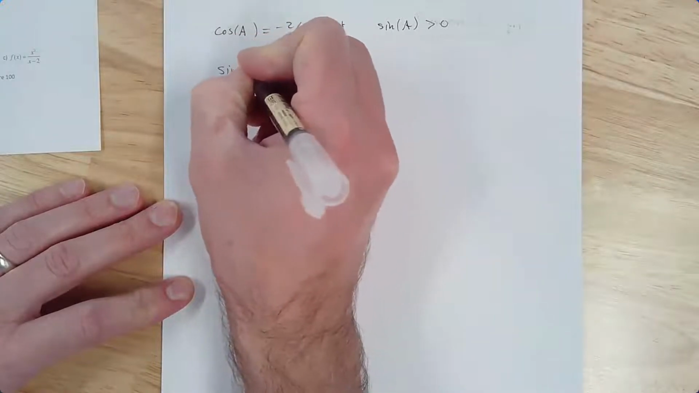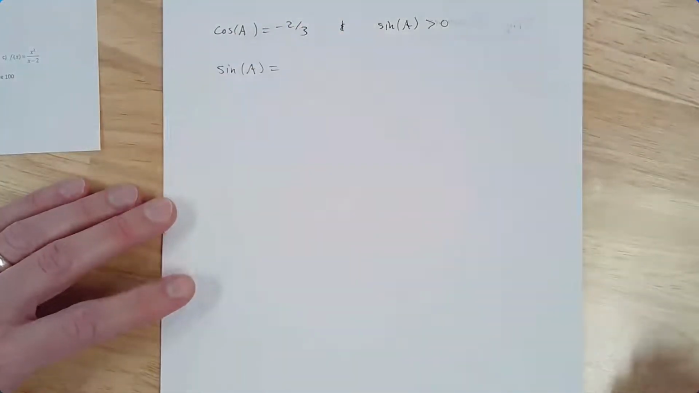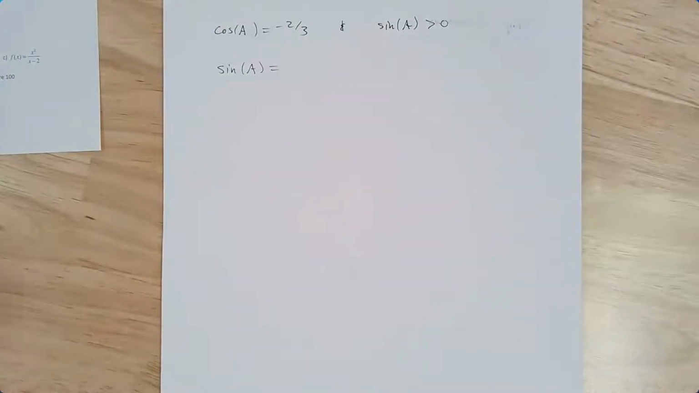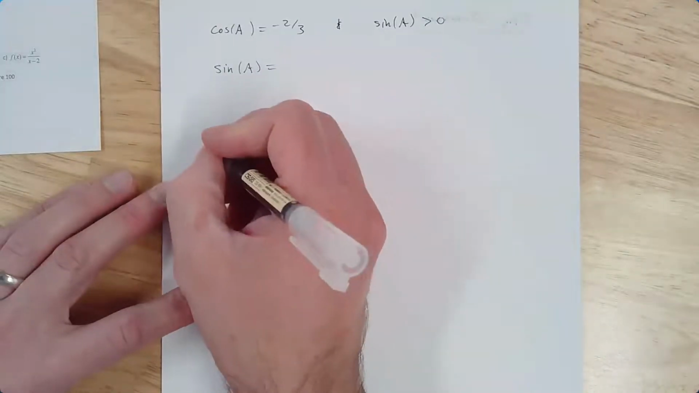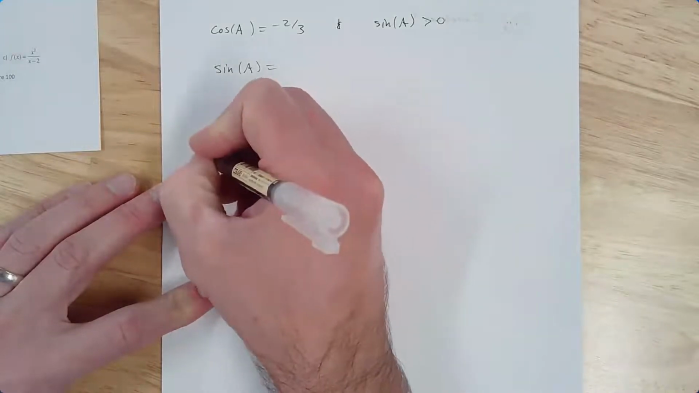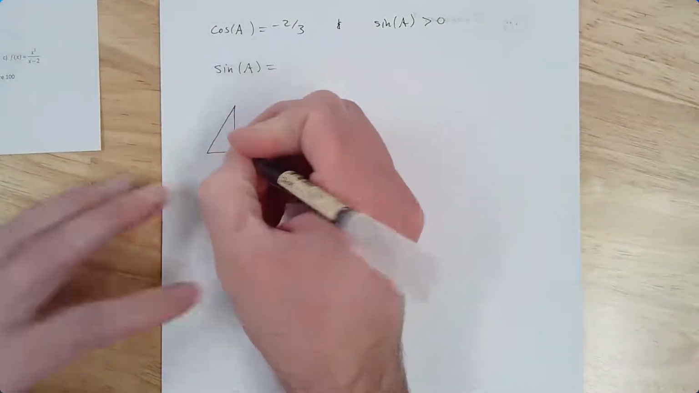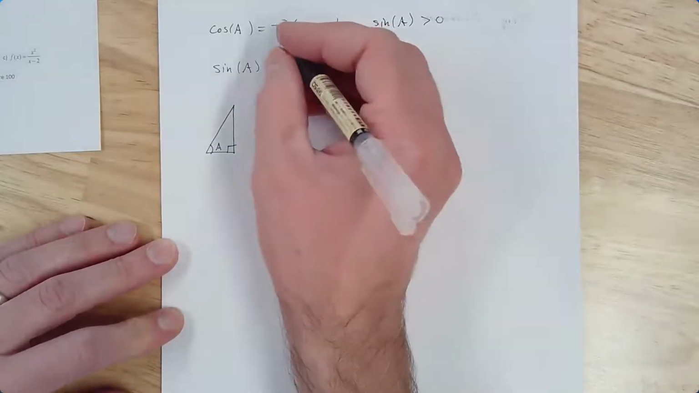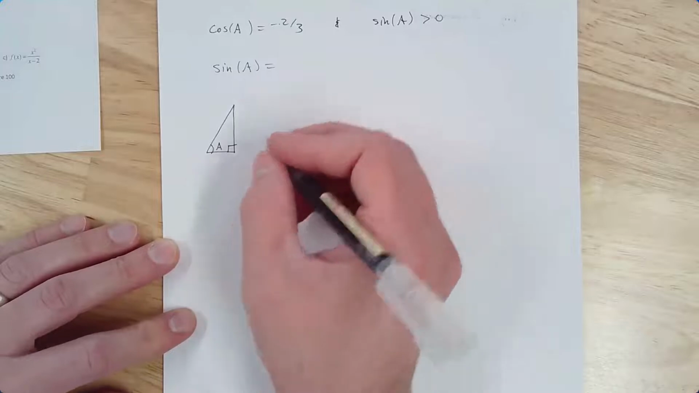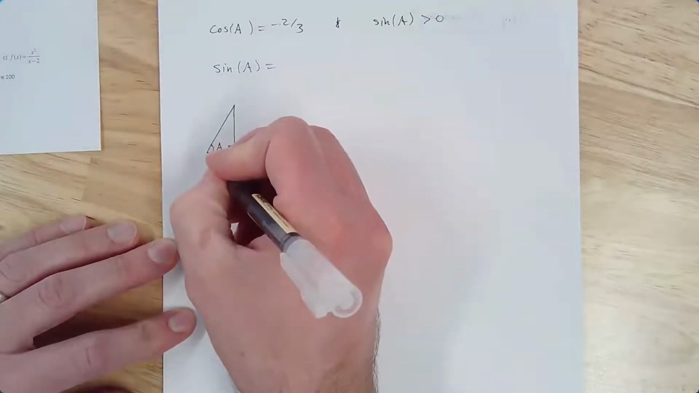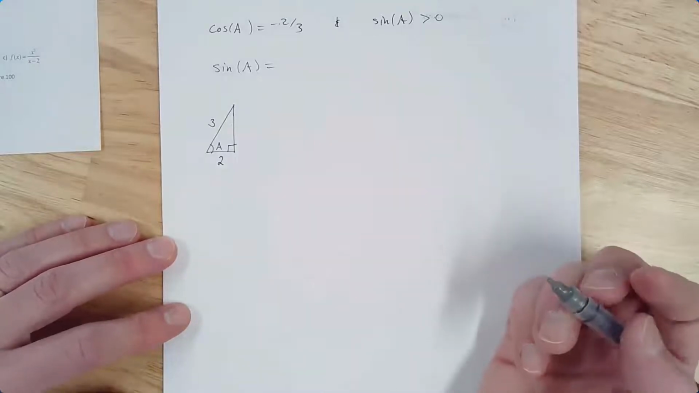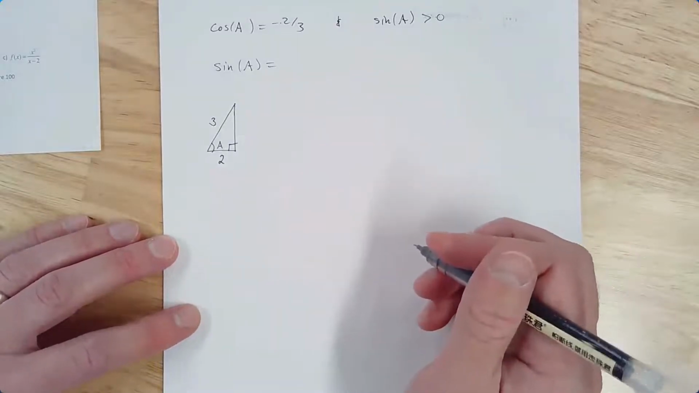First, we want to find sine of A. Okay, well, we're going to draw a triangle. I personally don't like to put any signs on the side of that triangle. I'm going to draw my right triangle like this. Here's the angle A, and cosine being -2/3 is adjacent over hypotenuse. So I'm going to write my adjacent side as 2, my hypotenuse is 3. Yes, I'm ignoring the negative sign. I'm just going to fix it all in the end.